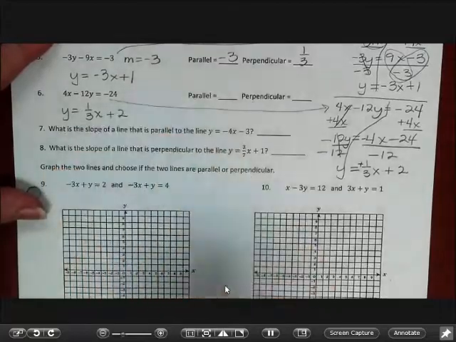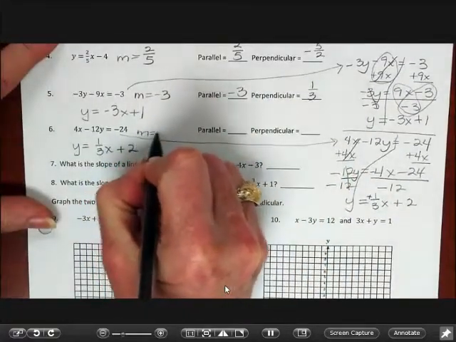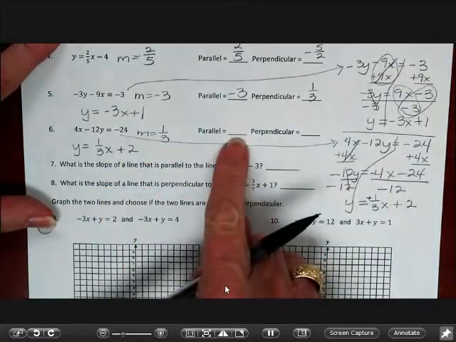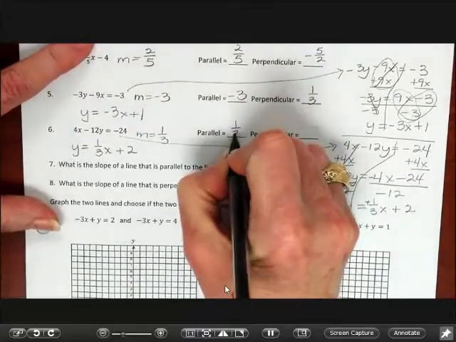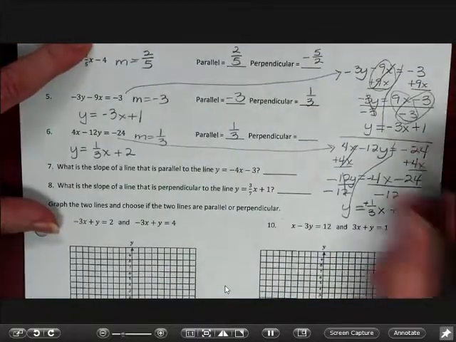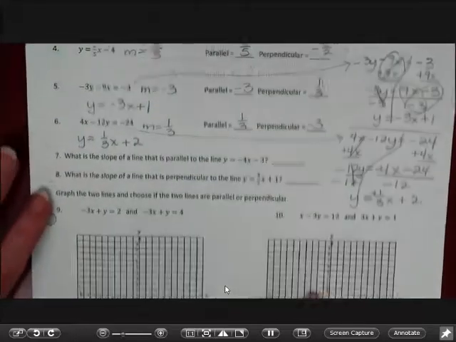All right, I'm going to write it over here. So what's our slope? 1/3. m equals 1/3. What would a line that's parallel to that, what would the slope be? 1/3. And if it's perpendicular, it would be -3. All right, -3. Hopefully we got that all right.